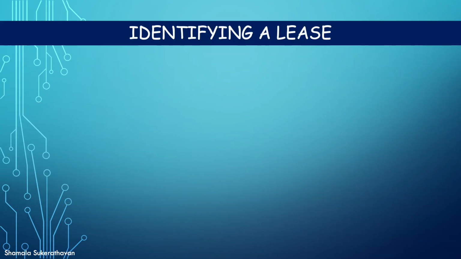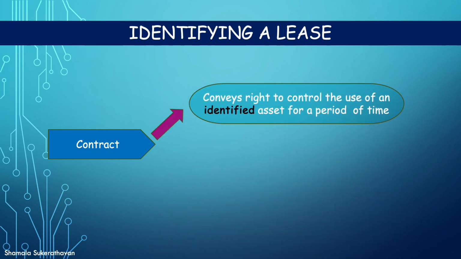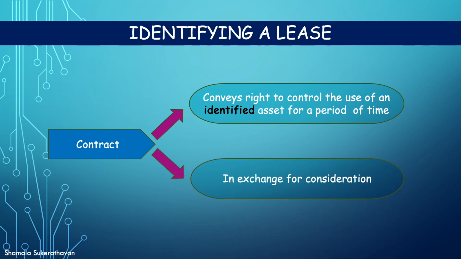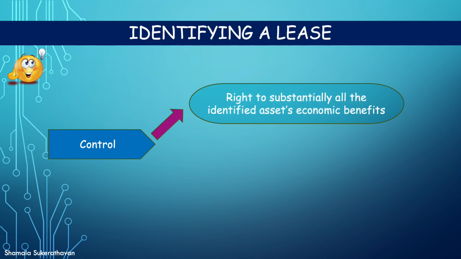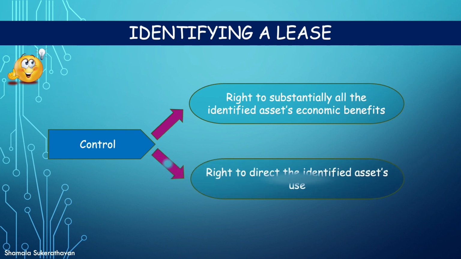Question: how do we identify if a contract contains a lease? A contract contains a lease if it conveys the right to control the use of an identified asset for a period of time in exchange for consideration. So, when does a contract convey the right to control the use of an identified asset? Control is conveyed if the customer has both the right to substantially all of the identified asset's economic benefits and the right to direct the identified asset's use.